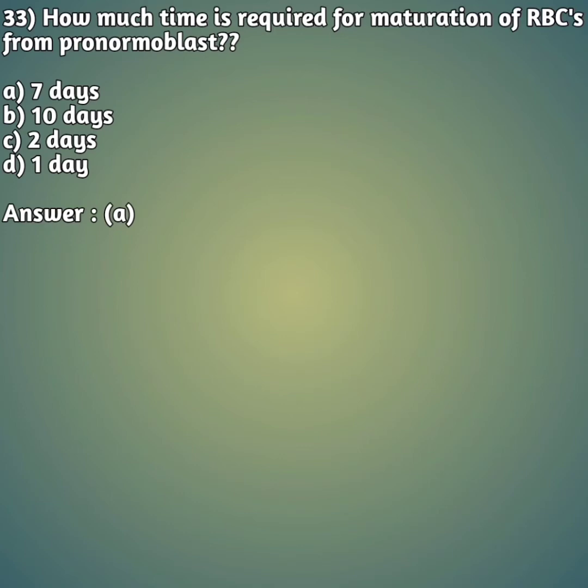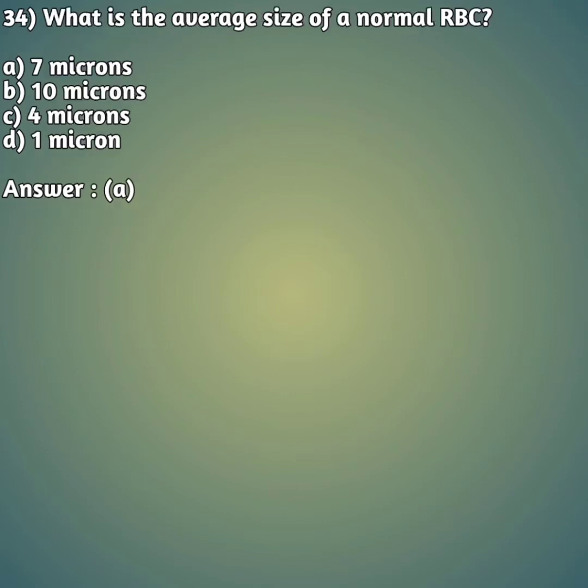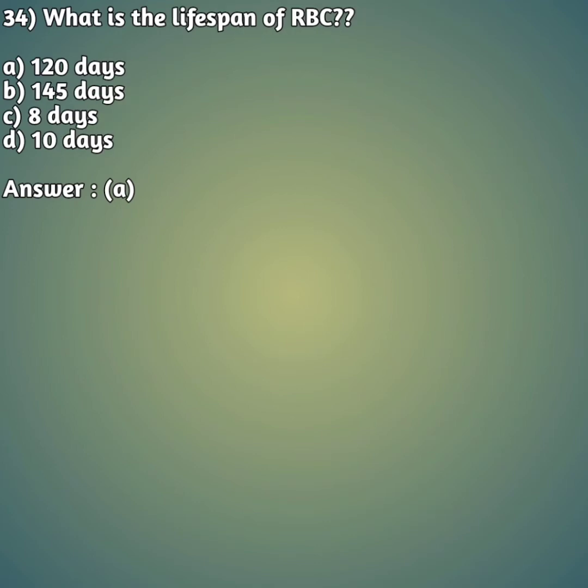Moving to our 34th question. What is the average size of a normal RBC? Option A 7 micron, option B 10 micron, option C 4 microns, and option D 1 micron. The right answer is 7 micron, the average size of a normal RBC. Moving to our 35th question. What is the lifespan of a RBC? Option A 120 days, option B 145 days, option C 8 days, and option D 10 days. The right answer is A, 120 days.